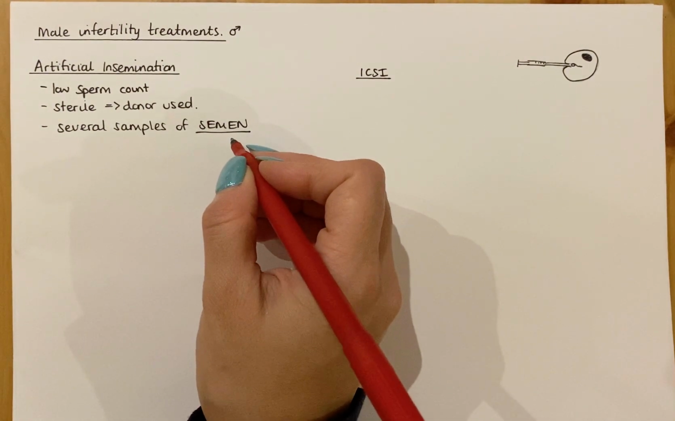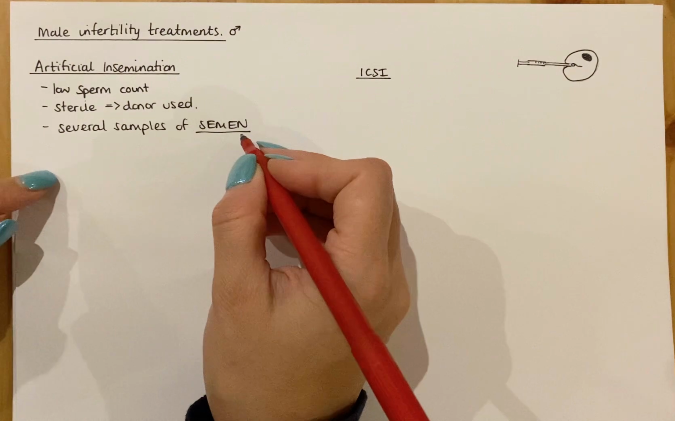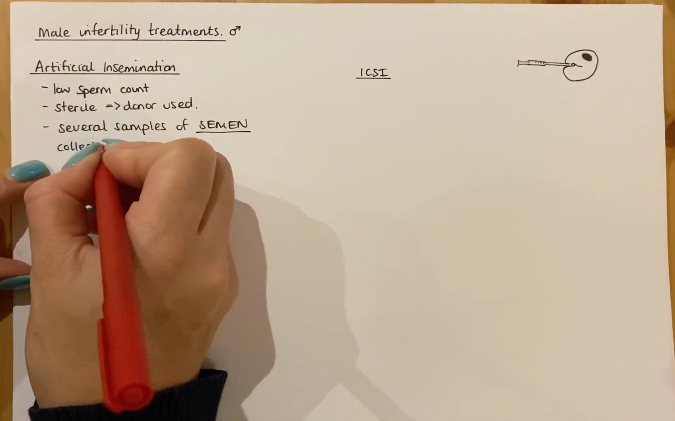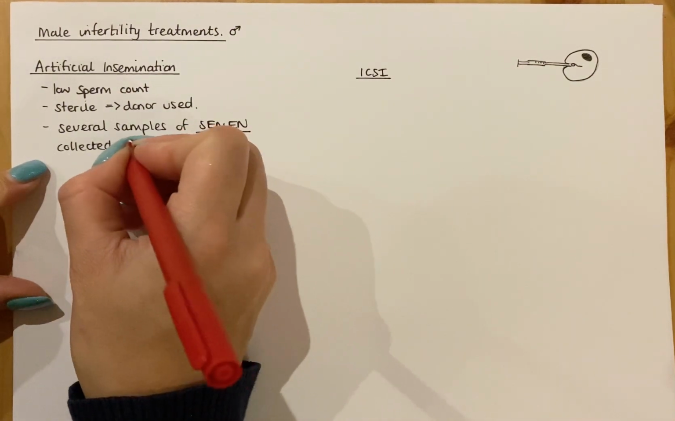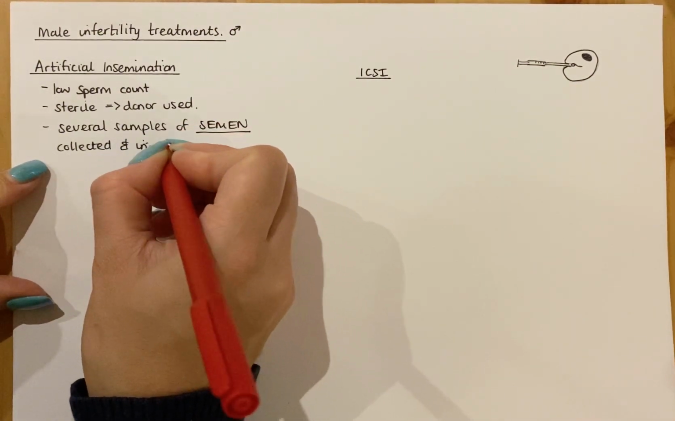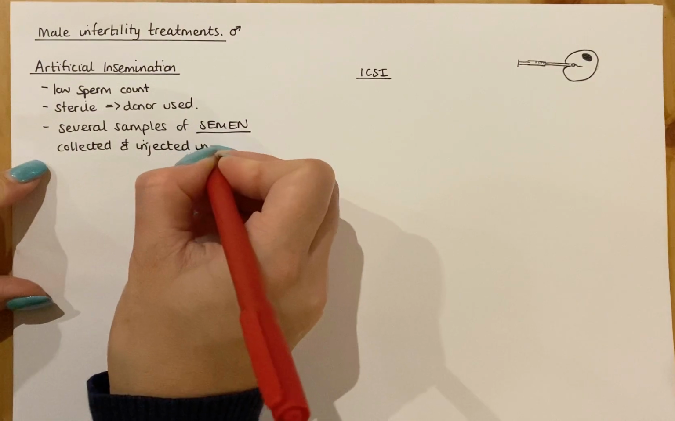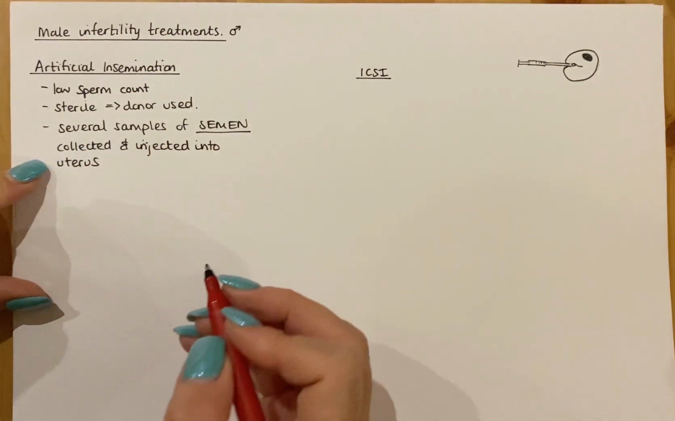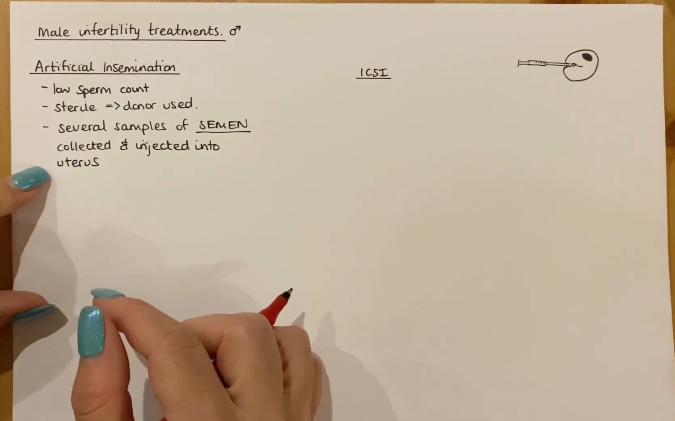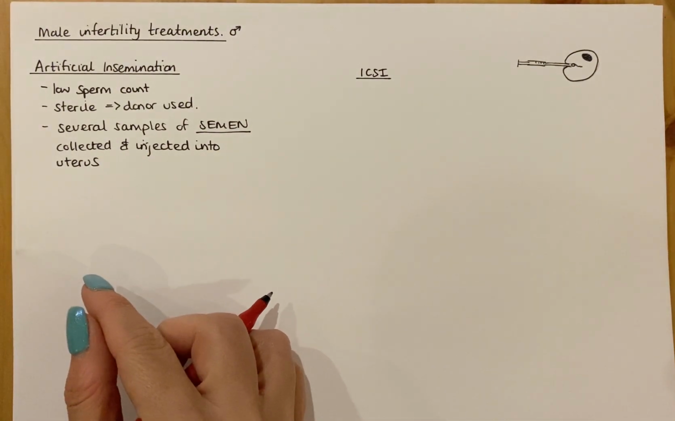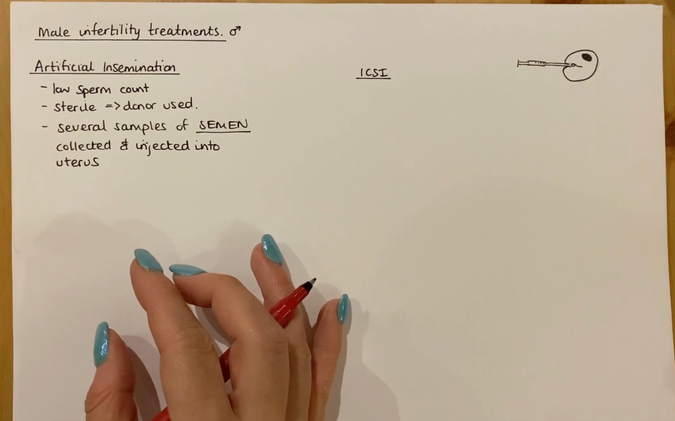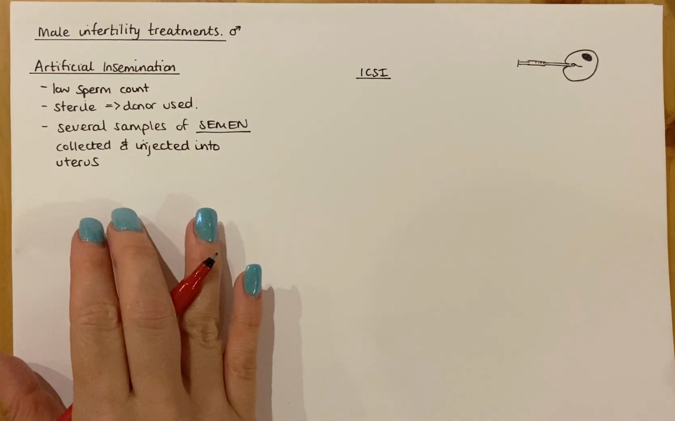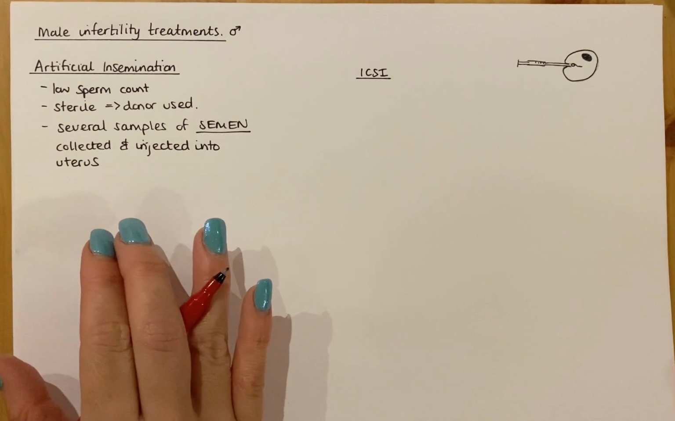So for this artificial insemination, you're using several samples of semen which are collected over a period of time, and then they're injected directly into the uterus. Now that doesn't mean that fertilisation will occur, there's no guarantee, but basically because it's going further into the reproductive tract of the female, it's much more likely they'll get to the oviduct and get to the egg that might be released. And this will be done around about the time the female ovulates, just to kind of increase the chances of that.